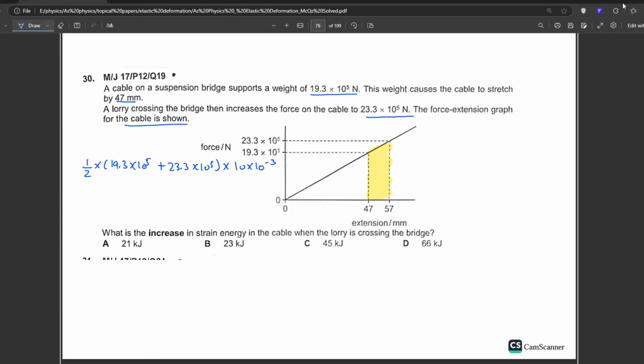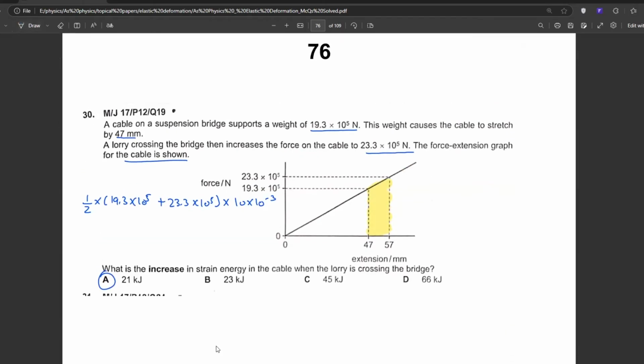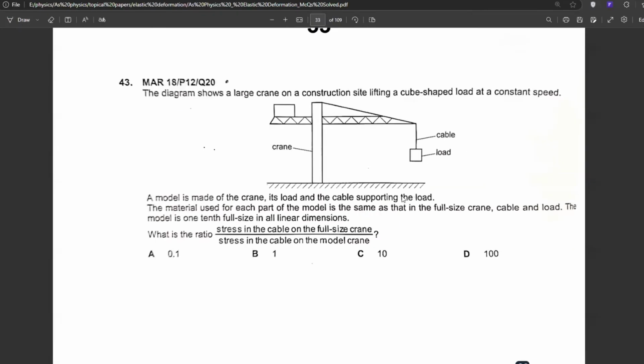Let's calculate the answer. 19.3 into 10 raised to the power of 5 plus 23.3 into 10 raised to the power of 5. Multiplied by 10 into 10 raised to the power of minus 3 divided by 2. The additional strain energy comes out to be 21 kilojoules. The answer to 76 should be A, and it is A. Perfect. Let's further move ahead. Okay, so let's see this question as well. The diagram shows a large crane on a construction site lifting a cube shaped load at constant speed.